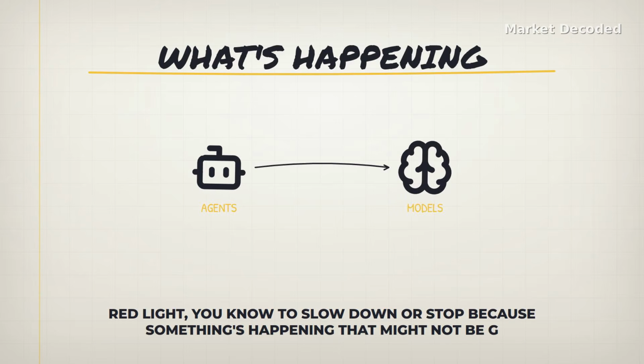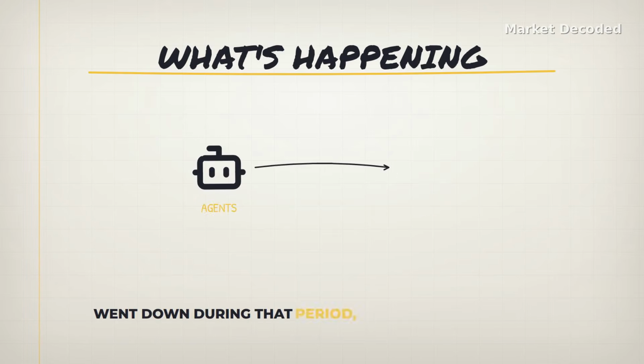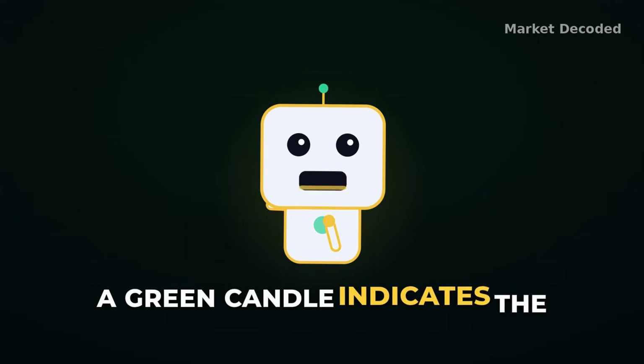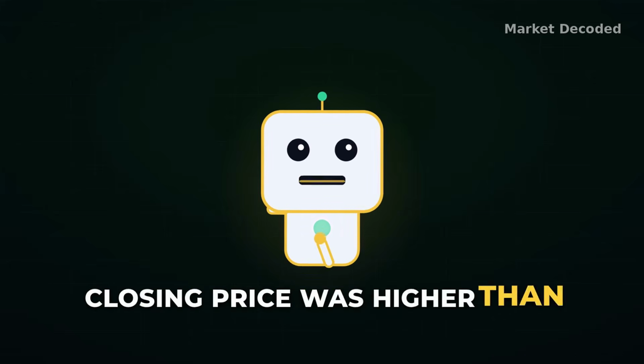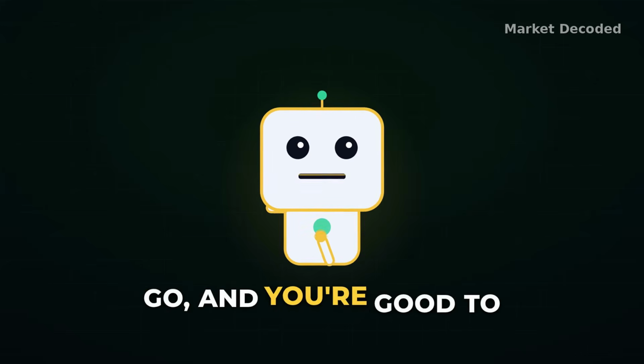In candlestick charts, a red or black candle means the price went down during that period, like hitting a red light. Conversely, if you see a green light, it's like the market is moving in your favor. Things are going up and getting better. A green candle indicates the closing price was higher than the opening price. It's as if the market is saying, go, and you're good to keep driving forward or even speed up.